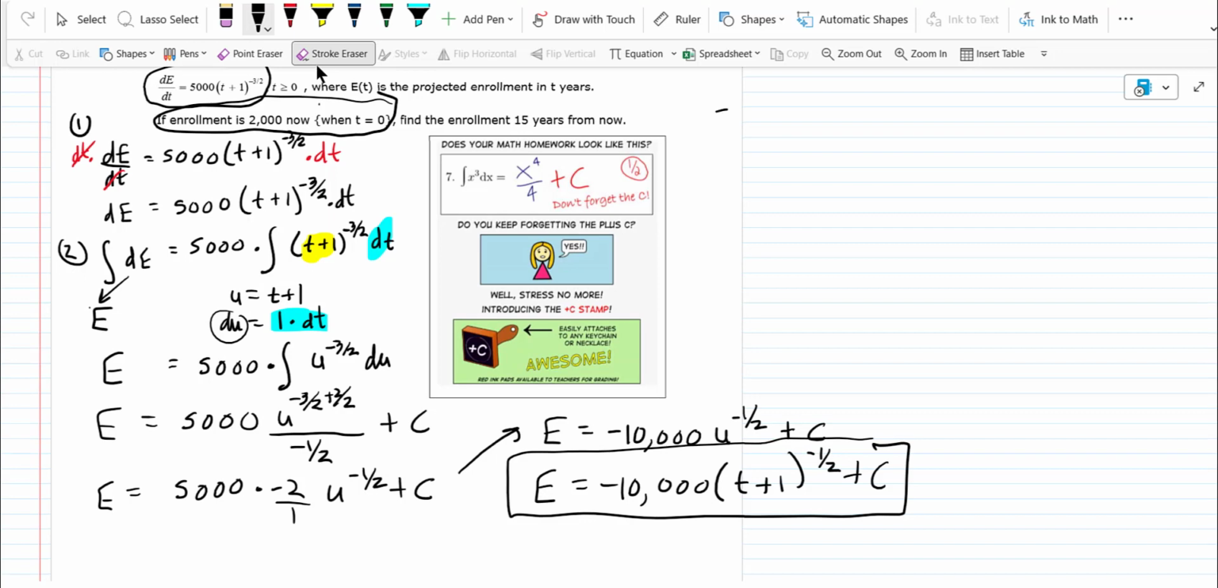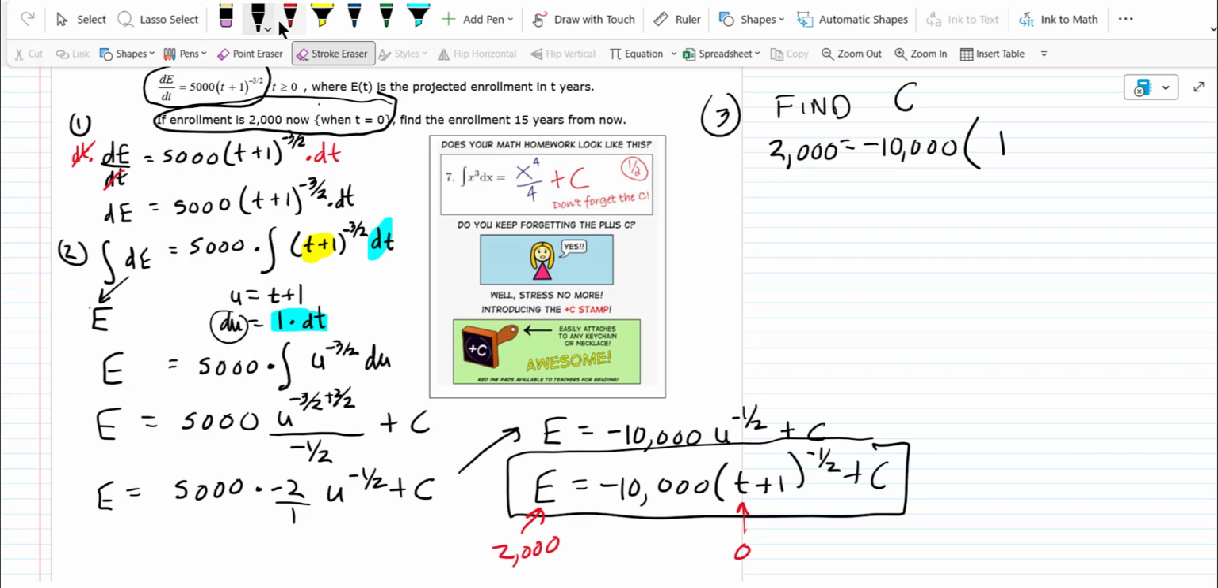So in your third step, you're going to actually find what c is equal to. You've been given enough information to do that. What that says is if t is 0, then the enrollment is 2,000. That's what the problem says. So you need to plug those numbers in and then solve the equation. So we're going to have 2,000 is equal to negative 10,000 times, and that would just become 1 to the negative 1/2 plus c. Okay, so I'm taking that information, plugging it in.